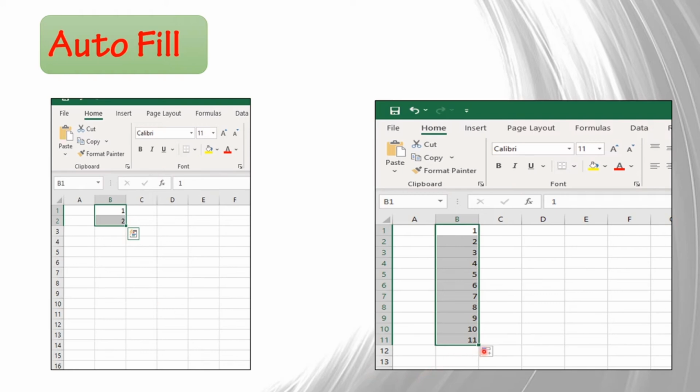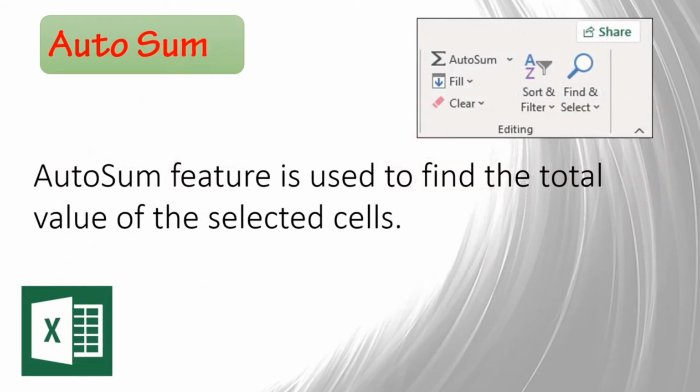Here you can see the example. The numbers 1 to 11. Here you can use the autofill option to enter the numbers to a selected range of cells. Autosum. Autosum feature is used to find the total value of the selected cells.